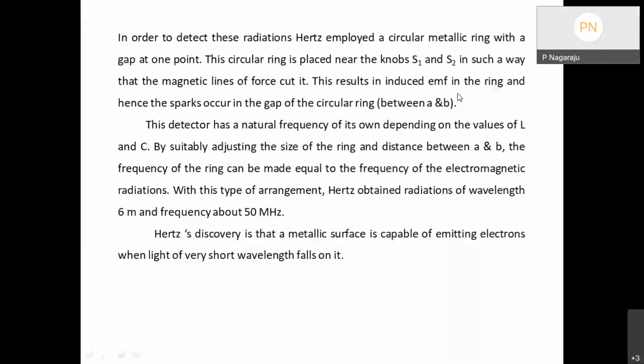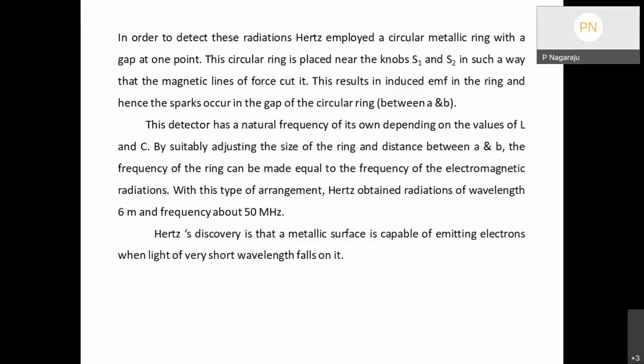This results in induced EMF in the ring, and hence the sparks occur in the gap of the circular ring between A and B. This detector has a natural frequency of its own depending on the values of L and C, and by suitably adjusting the size of the ring and also the distance between A and B, the frequency of the ring can be made equal to the frequency of the electromagnetic radiation. And Hertz was able to measure the electromagnetic radiation of wavelength 6 meter and frequency about 50 megahertz, that is 50 into 10 raised to 6 hertz.